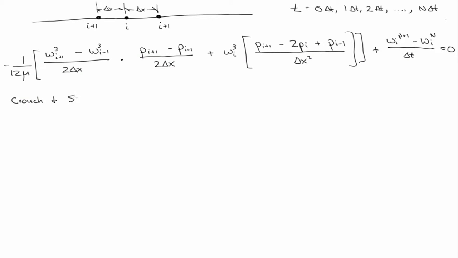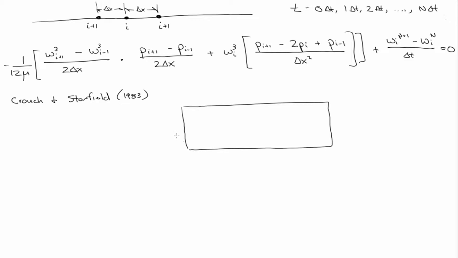Crouch and Starfield, 1983, where they showed that if you have a fracture that's a fixed height and you evaluate on grid centers, like we're doing, right? So these dots represent that same line segment up there, okay?